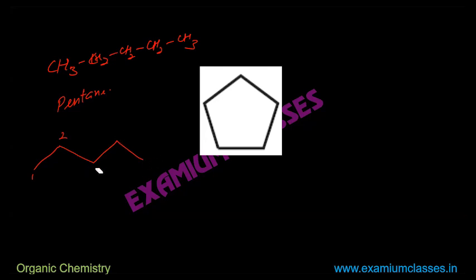So this is certainly not pentane. It is in cyclic form. But there are only 5 carbons: 1, 2, 3, 4, 5. Otherwise, your answer is correct. Because there are 5 carbons but forming a cycle, we will call it cyclopentane. It is a pentane because there are 5 carbons, but in cyclic form, cyclopentane.